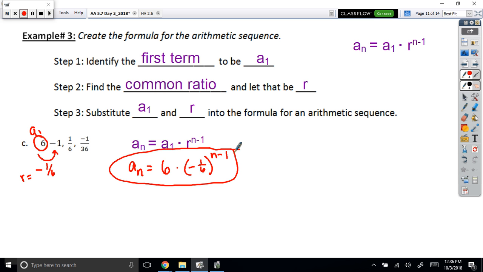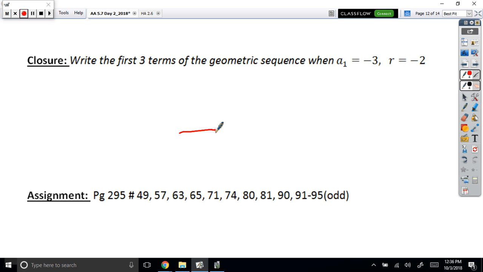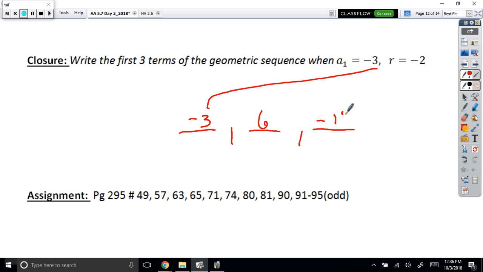And then our closure, real quick, asks us to list the first 3 terms in our geometric sequence. Again, the first one's given to us, so what would our other 2 be? Here? You got it. Multiply by negative 2. They will alternate into those. The rest of the time is yours to work on that homework assignment.